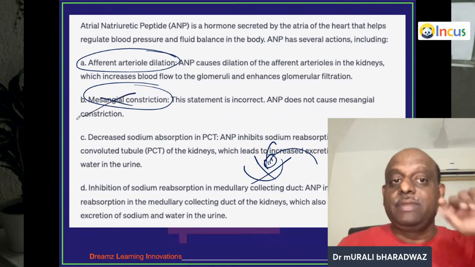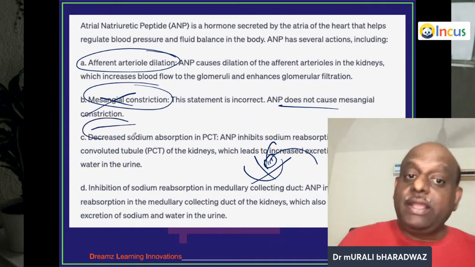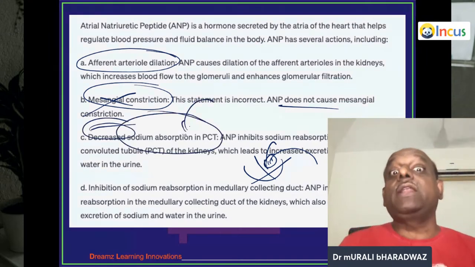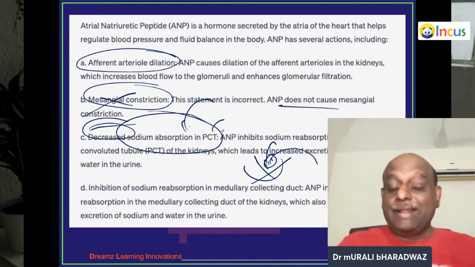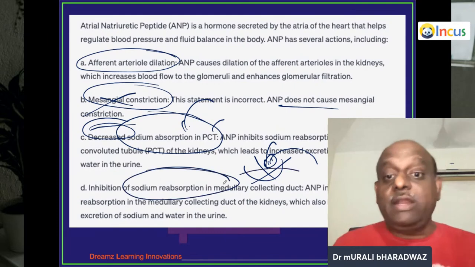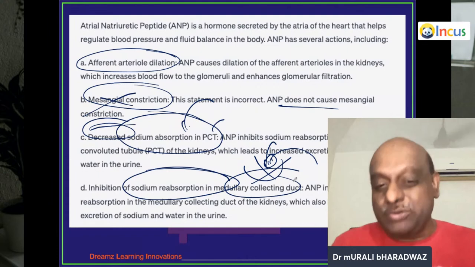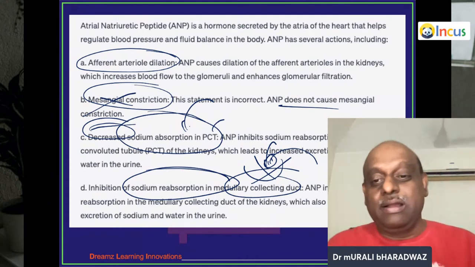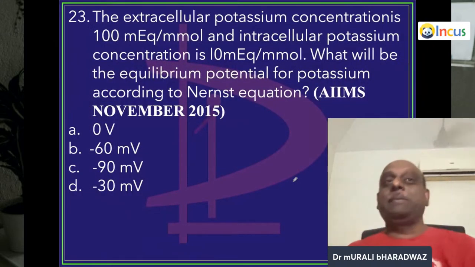Is wrong. ANP does not cause mesangial constriction. It decreases sodium absorption in the proximal convoluted tubule so that sodium will go into urine. It leads to natriuresis. It inhibits sodium reabsorption even in the medullary collecting duct. They're all the true statements about atrial natriuretic peptide that you need to remember.